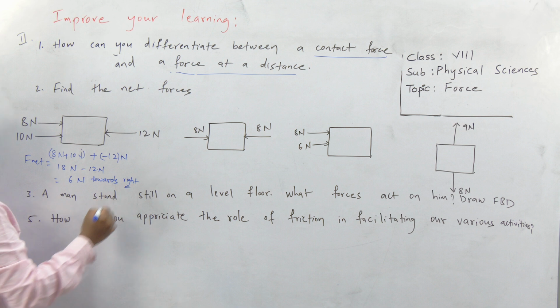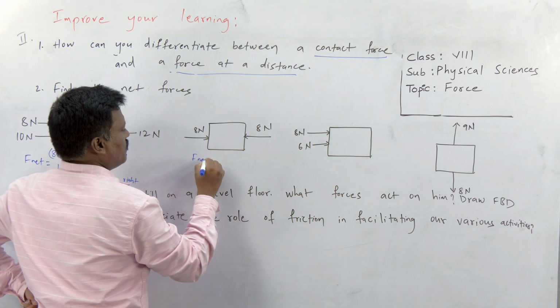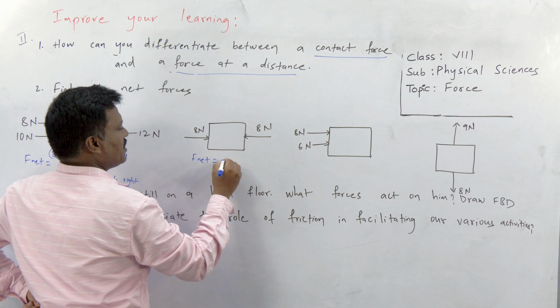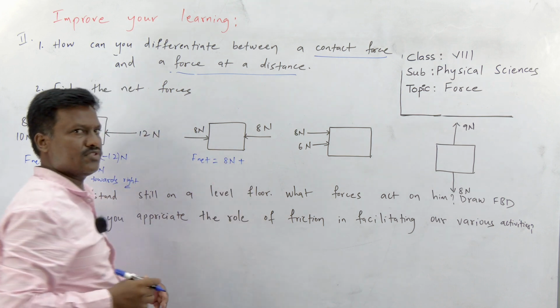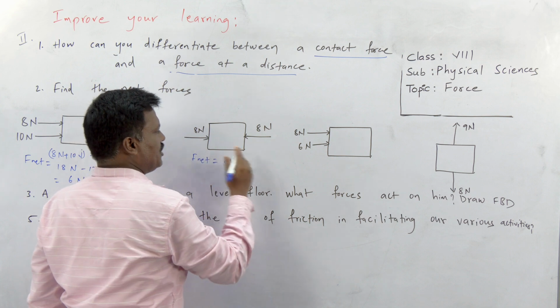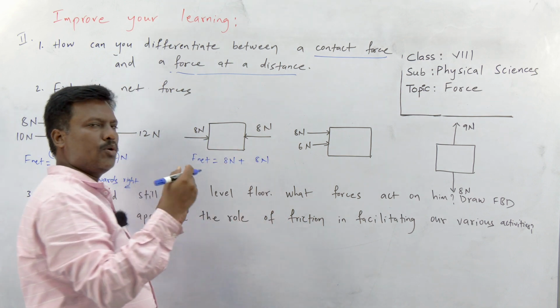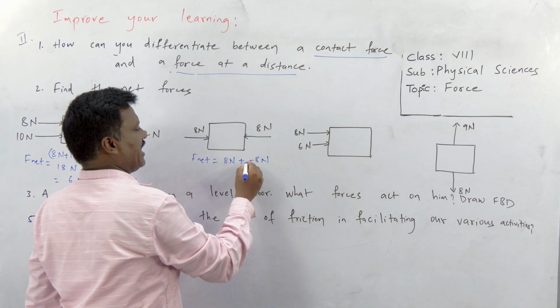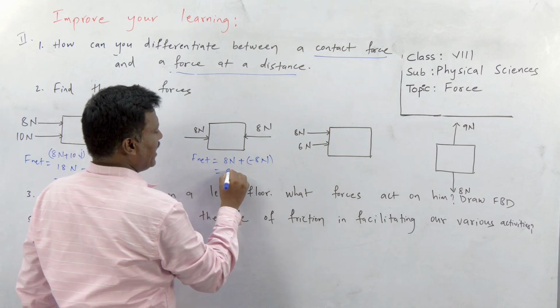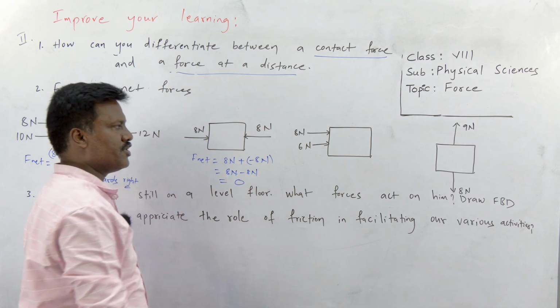Direction also should be mentioned. Okay. Next, coming to this, here net force is equal to 8 Newtons plus, what is net force? It is an algebraic sum of all the forces. Now we are going to add all the forces. 8 Newtons plus 8 Newtons. But as these two forces act in the opposite direction, one of the forces can be negative. Then 8 Newtons plus minus 8 Newtons, then net force is equal to 0.